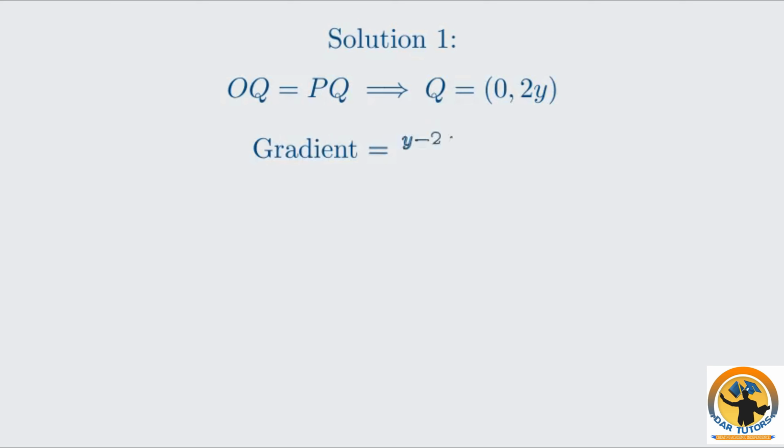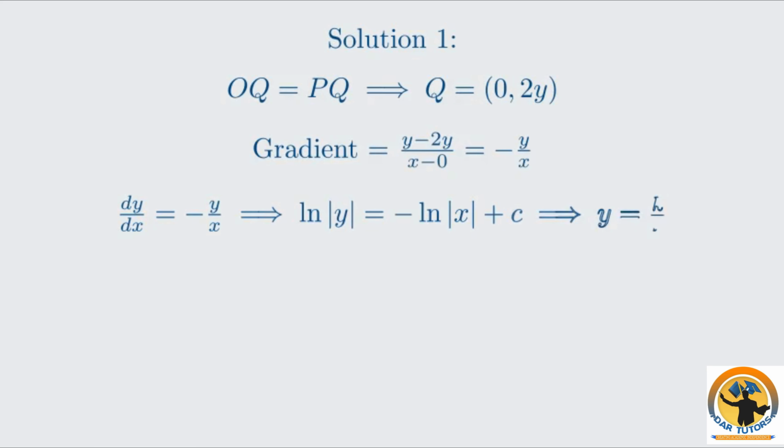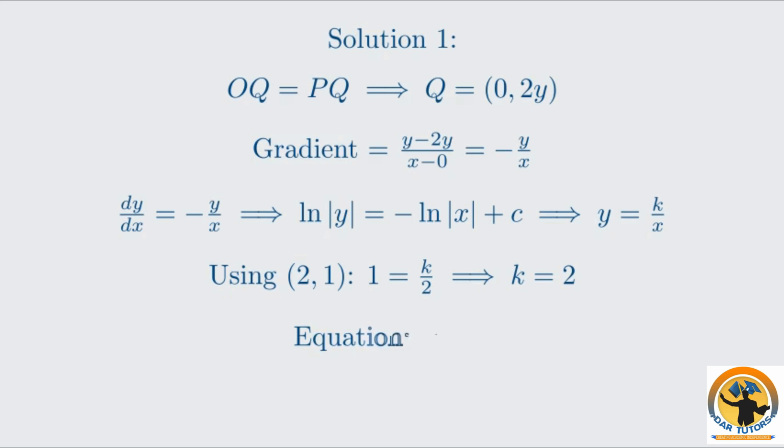Welcome back. Let's go through the solutions to the practice questions. For question 1, the condition OQ equals PQ leads to the differential equation dy/dx equals y over x. Solving this gives y equals kx. Using the point (2, 1), we find k equals 1/2, so the equation is y equals x over 2.